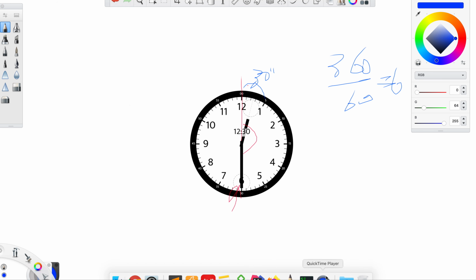So what we need to do is calculate the degree of the minutes, and then calculate the degree of the hour, which is in between, and then we subtract them. So we should know the degree in between.